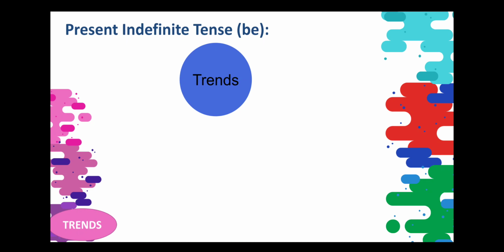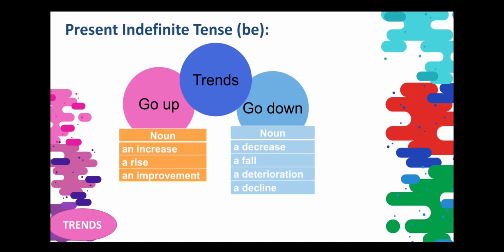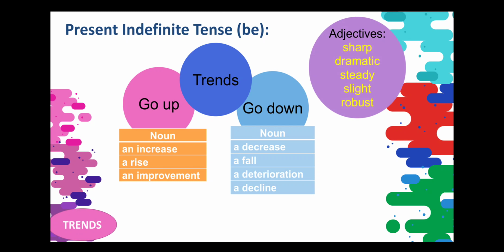As I've already explained, the trends again go up or come down, and the vocabulary would be slightly different: an increase, a rise, an improvement. Now we are using nouns: a decrease, a fall, a deterioration, a decline. And again, the adjectives can be sharp, dramatic, steady, slight, robust.